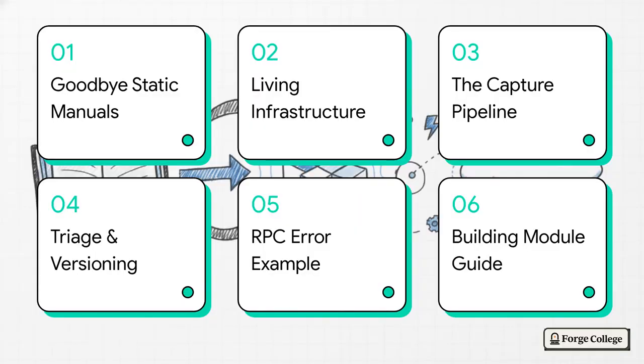So, here's our blueprint for today's build. We're going to cover: 1. Goodbye dusty static manuals. 2. Docs as living infrastructure. 3. The feedback capture pipeline. 4. Triage and versioning decisions. 5. A real-world RPC error example. And finally, 6. Building your module guide.